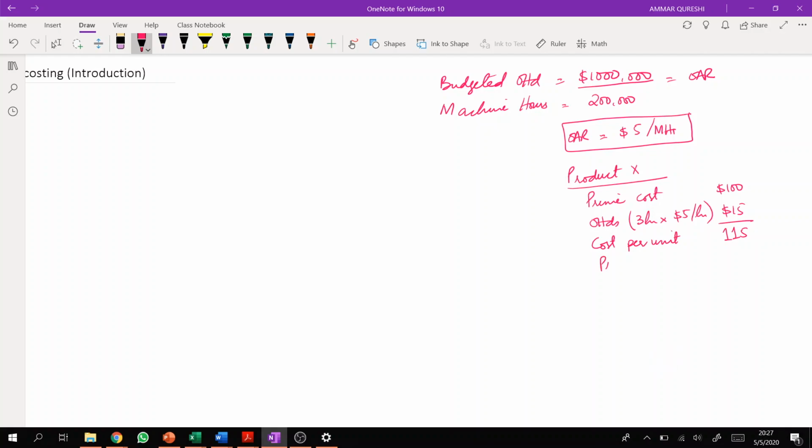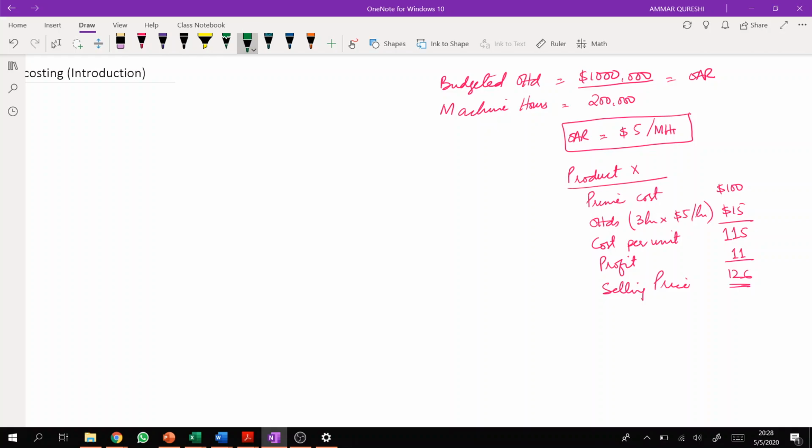And then we have to add profit to this cost per unit. Suppose profit is around 10%, $11 profit. So this will be your selling price, right? This is something which we have already studied in the past. This will be around 126. So this is something which we have already discussed in F2, that is how to calculate cost per unit and selling price by using the traditional method.